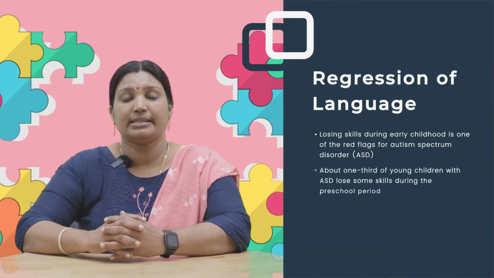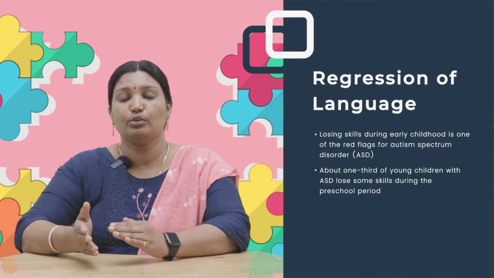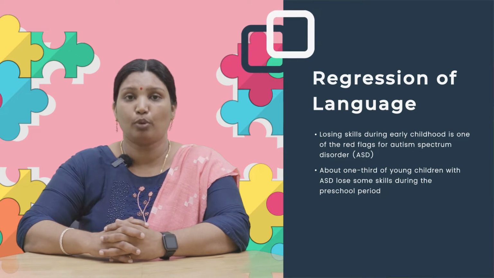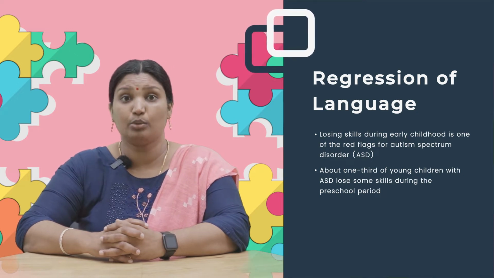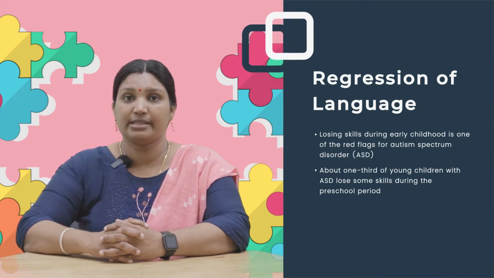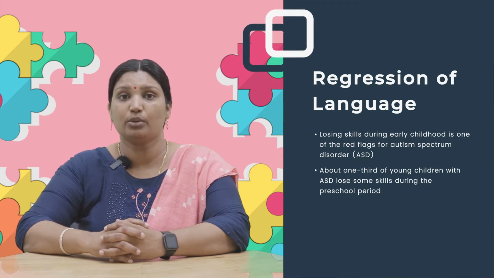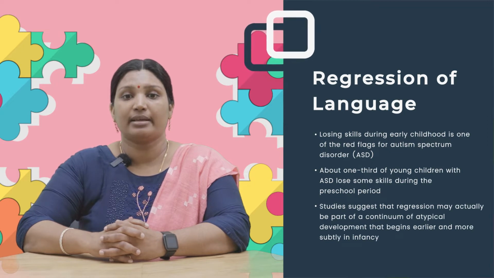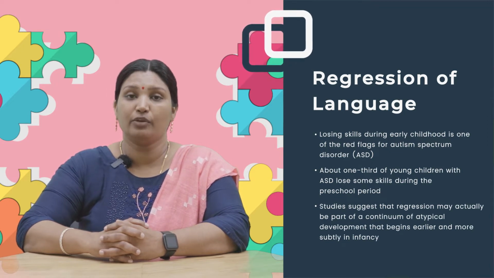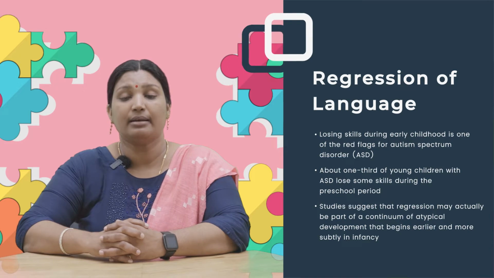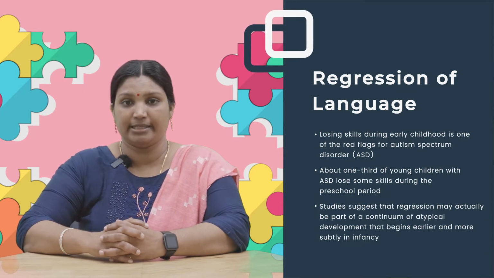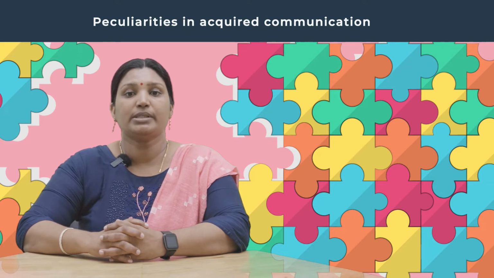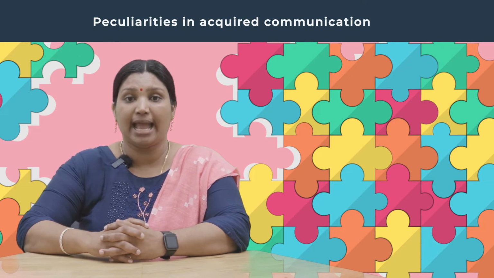They lose these skills once they gain them, and they lose these skills during the preschool period, and we can even see a slow progression in regression, that is, they start losing their skills right from infancy, subtly, so that we notice only during the preschool period. Studies also suggest that regression may actually be part of a continuum of atypical development that begins earlier and more subtly in infancy.